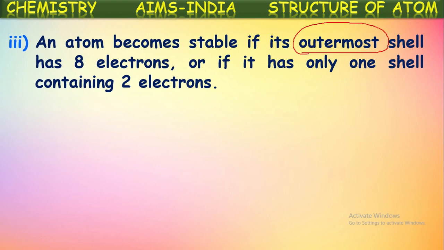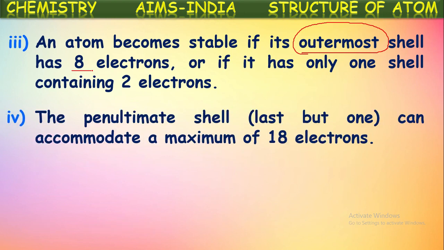If it is only one shell, and it is filled with 2 electrons, that atom is observed with more stability. If it has more than one shell, and the last shell is filled with 8 electrons, then that atom is more stable. Actually, this is called octet configuration. Octo means 8 electrons. So the atom with 8 electrons in the outermost shell is more stable, least reactive. Okay.